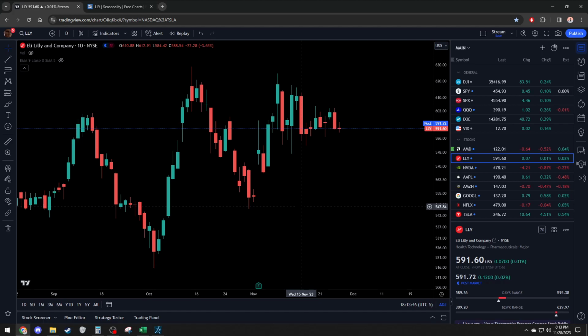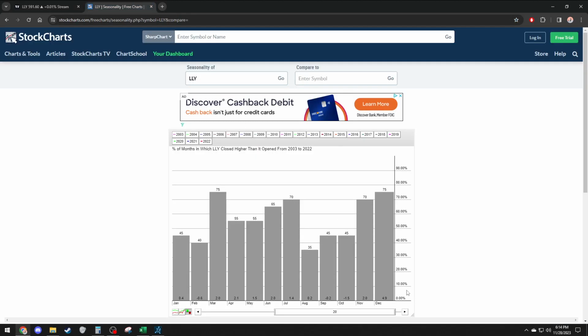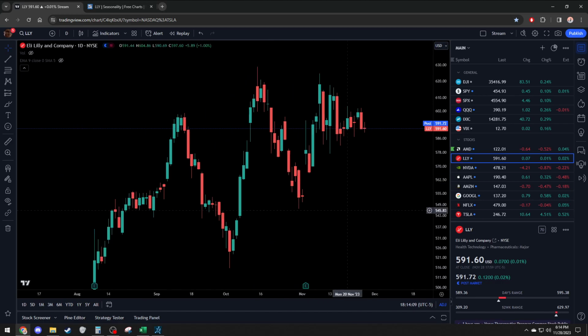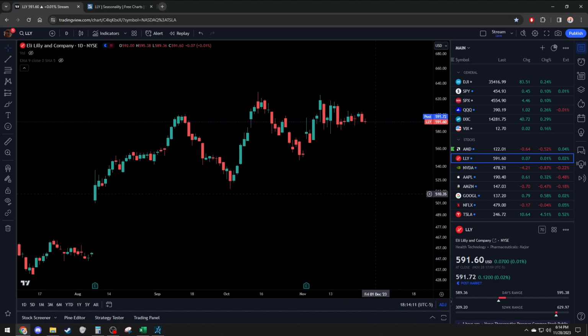Good luck to everyone. Again, this is not financial advice. Seasonality is just a tool. And yes, I use it as my edge, but it doesn't necessarily mean you're going to make money. Just because a stock like this does well in a certain month doesn't mean it's going to do well, right? There's always that chance you're going to lose money. So just keep that in mind if you are going to be trading.